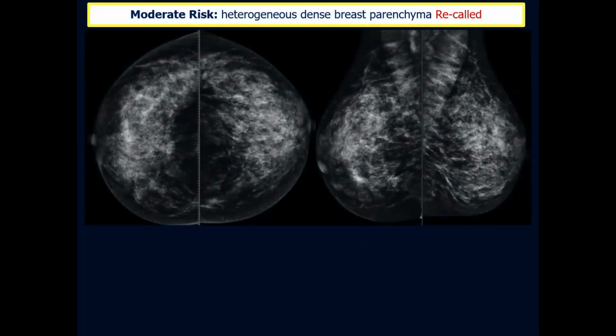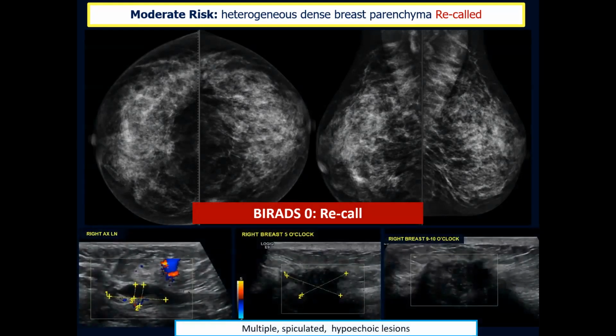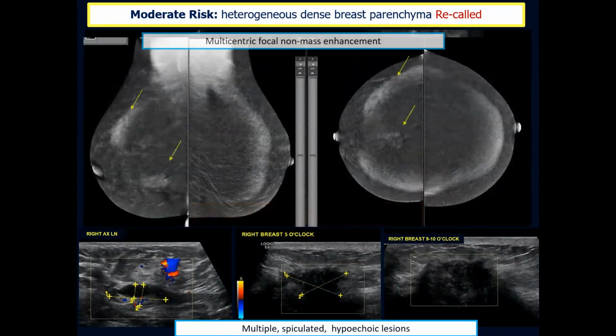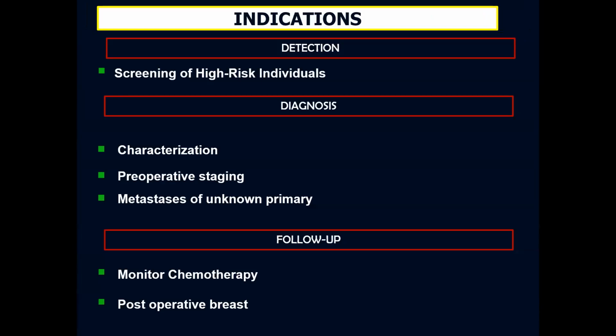This is a moderate risk individual. She had a heterogeneous dense breast parenchyma, and she was assigned a BI-RADS 0, and she was recalled for further investigations. An ultrasound was indicated, and it revealed multiple spiculated hypoechoic lesions. And actually, going back to her mammogram, we could only identify one of these lesions. So contrast mammography was indicated, and it revealed an underlying multicentric focal non-mass enhancement. Mastectomy was performed, and the surgical pathology came back with a multicentric invasive duct carcinoma grade 2.